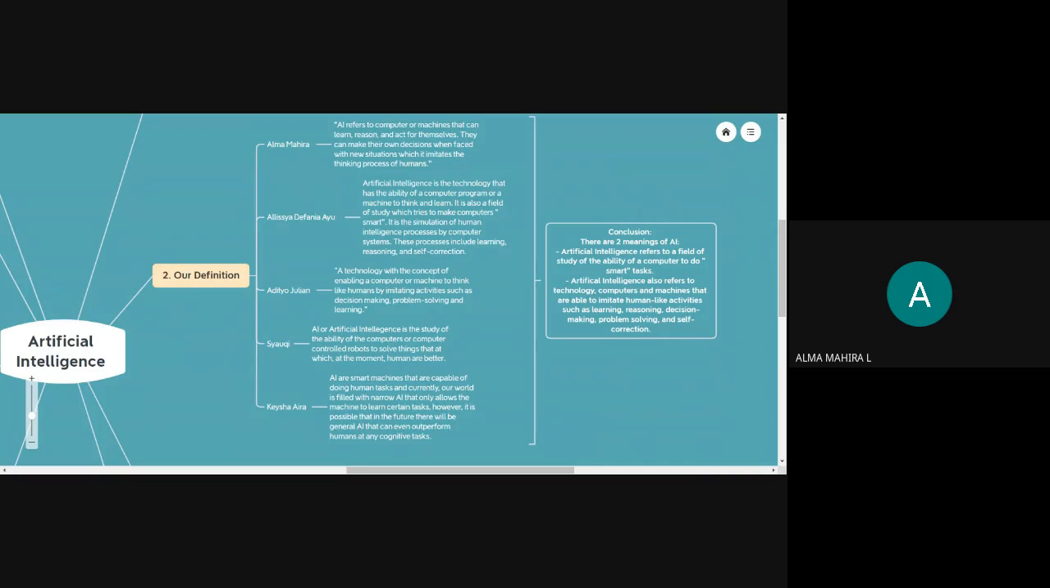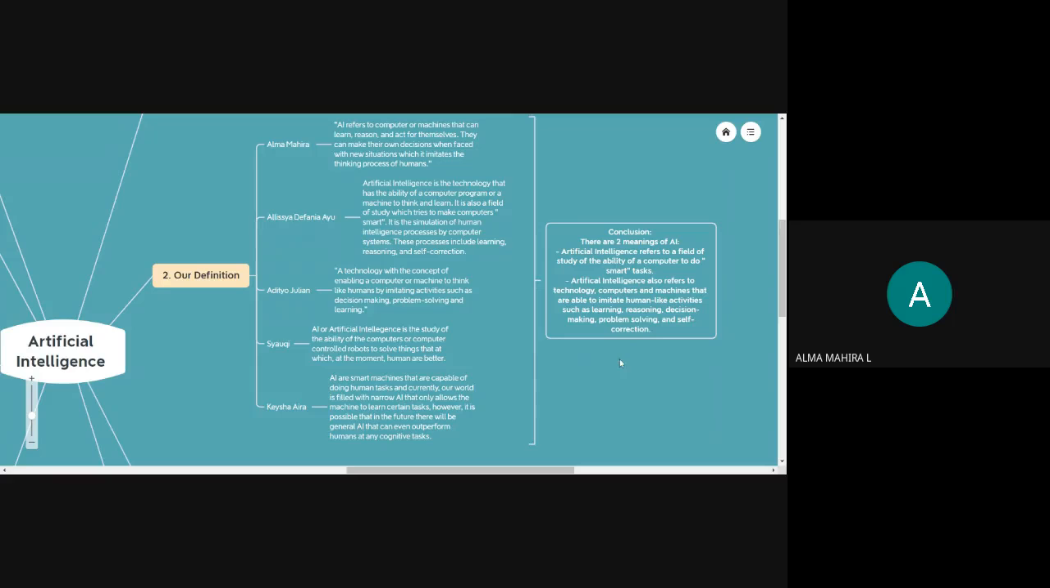And for Shauki, artificial intelligence is the study of the ability of computers or computer-controlled robots to solve things. And from Keisha, AI are smart machines that are capable of doing human tasks, and that can outperform humans at any cognitive task in the future.